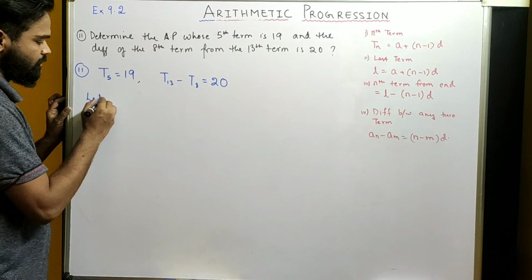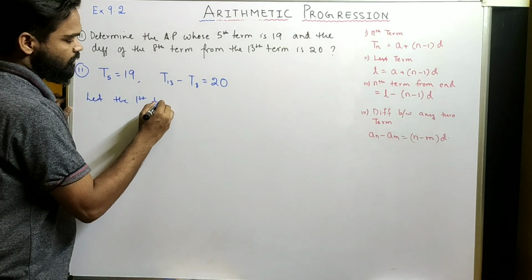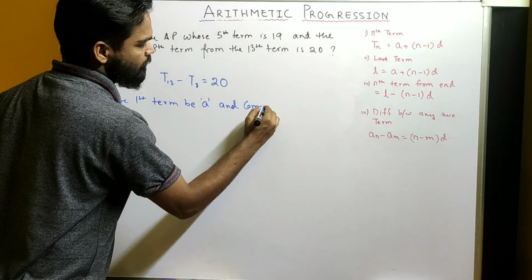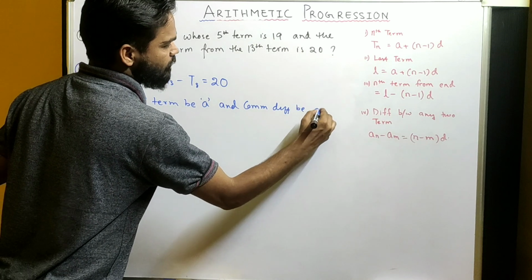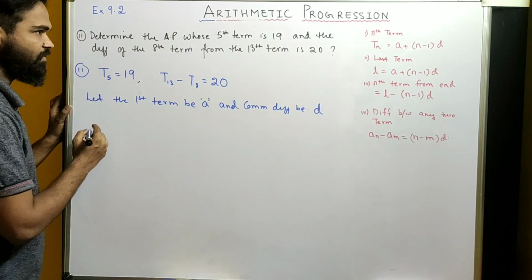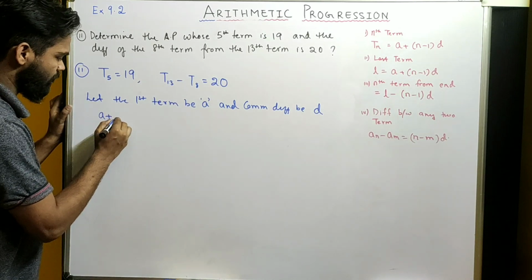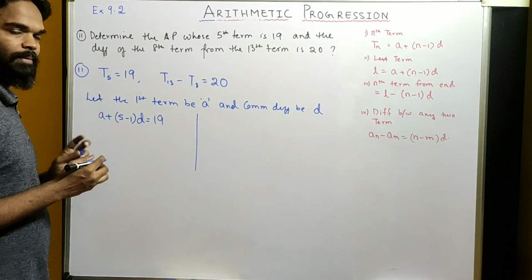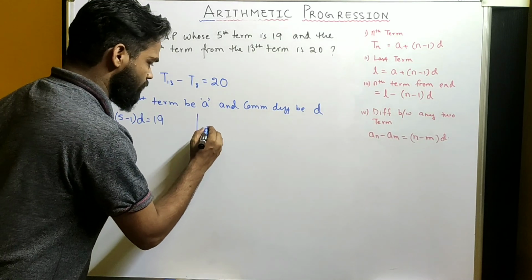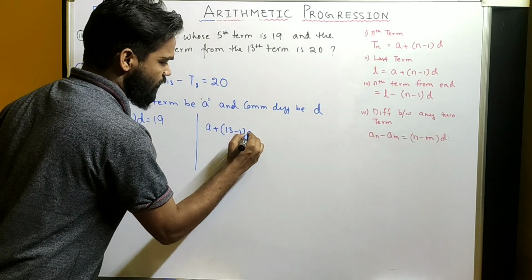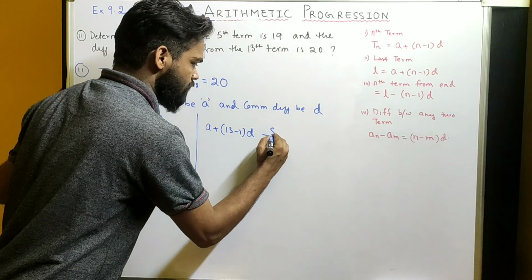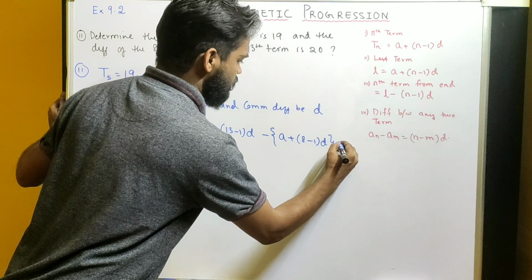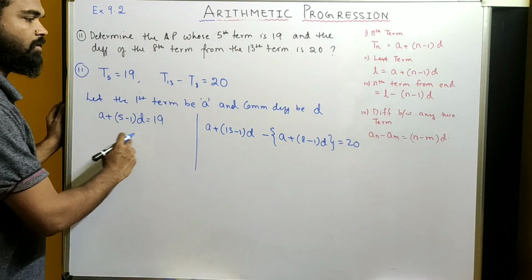Now let the first term be A and common difference be D. Now look carefully. T5 will be what? A plus (5 minus 1)D, that will be equal to 19. Am I clear? T13 will be A plus (13 minus 1)D minus T8, which will be A plus (8 minus 1)D, and this is equal to 20. Am I clear? These are two equations.